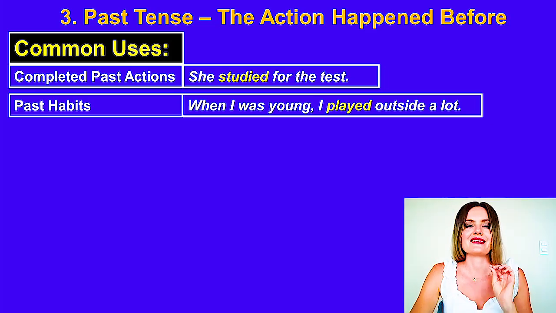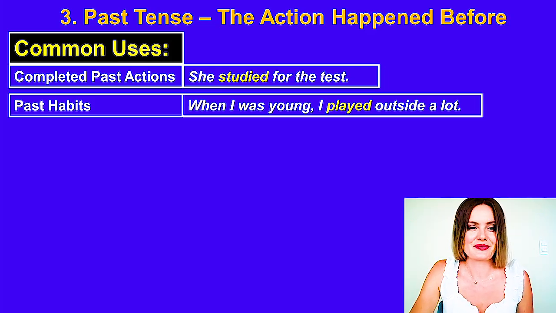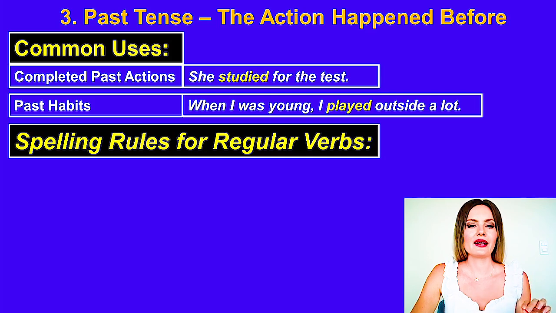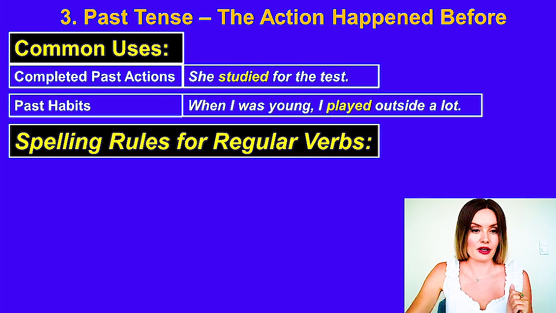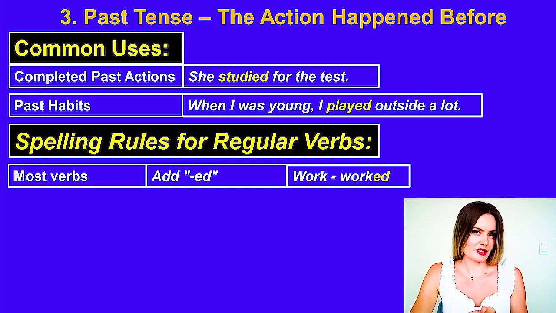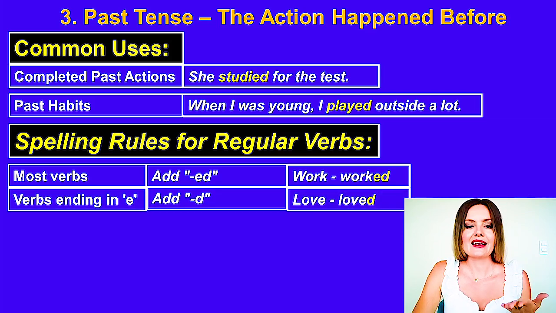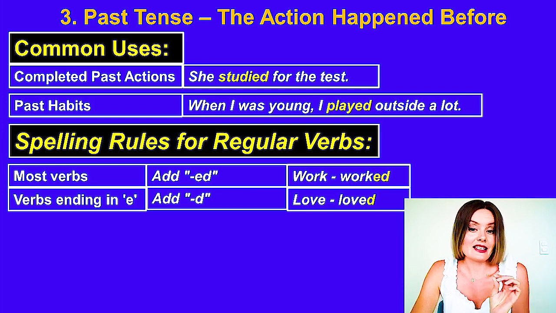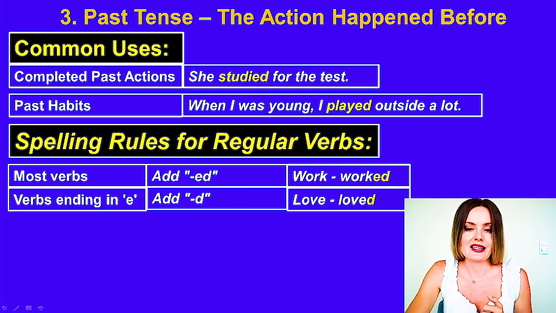So played is the past tense form, which is used in past simple tense. Also, it's important to know the spelling rules for regular verbs when we form the past tense form. For most verbs, you just simply add ending ed. For example, work, worked. For verbs ending in silent e, you just add d, which is obvious, right? Love, loved. If we have the silent e, we need to add just d. We shouldn't have two letters e, right?